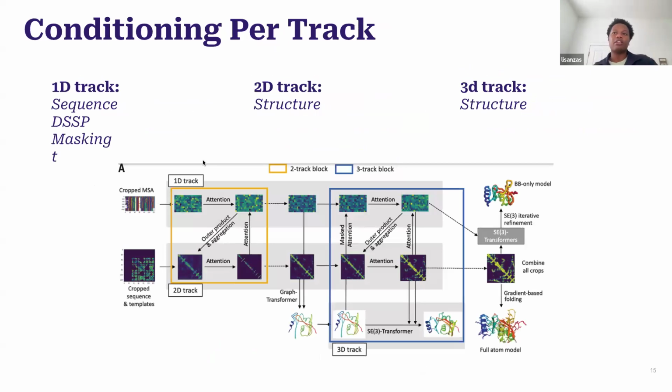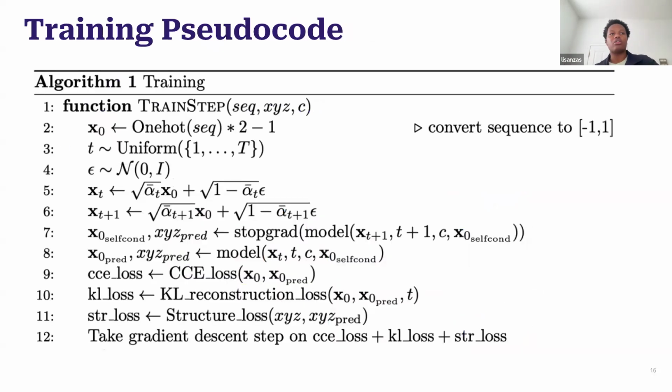And then in more detail about the type of information that's given to all tracks of the model. RoseTTAFold is composed of 3 primary tracks: a 1D track that deals primarily with sequence information, a 2D track that deals with pairwise information, and a 3D track that deals with explicit XYZ coordinates. For the 1D track, we provide the sequence, DSSP, masking, and the timestep information. Whereas the 2D track and 3D track are primarily structure, whether in the pairwise relation form or the explicit structure form for the 3rd track. And then this is in general the pseudocode.